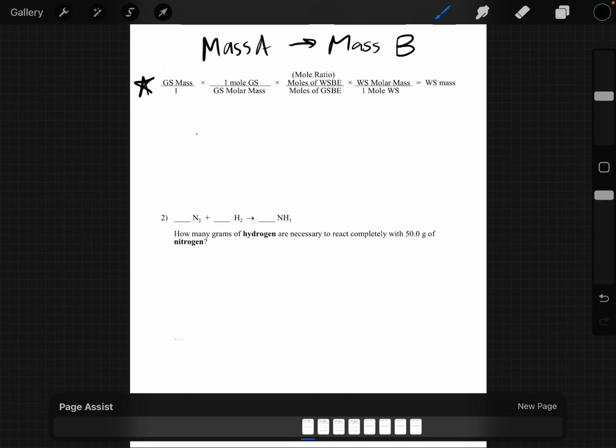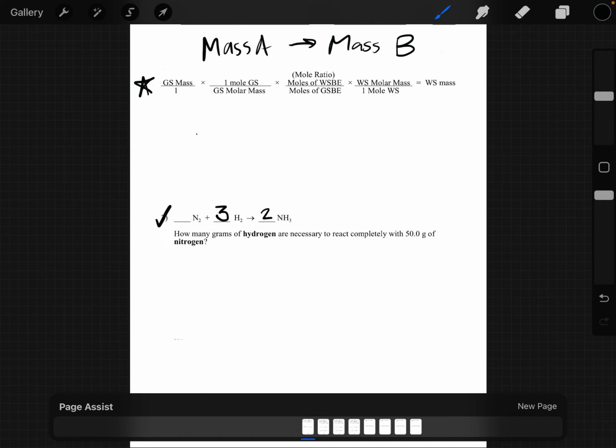So if I have 2 nitrogens on the left and 1 on the right, I need to go ahead and multiply this guy by 2 to make them even. And now I have 6 total hydrogens over here, but only 2 on the left. So I'm going to go ahead and multiply this guy by 3 to make it 6. So there we have a balanced equation.